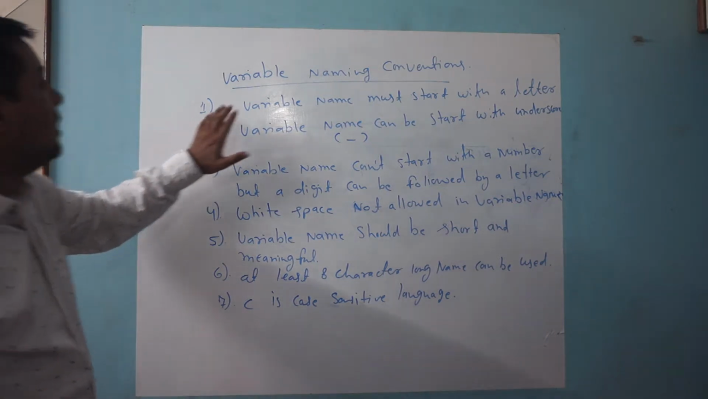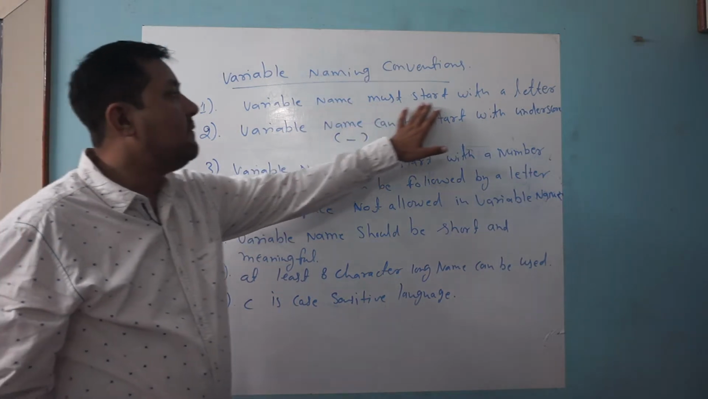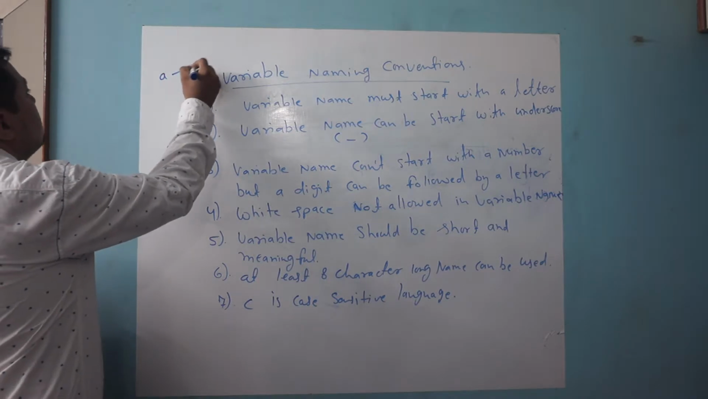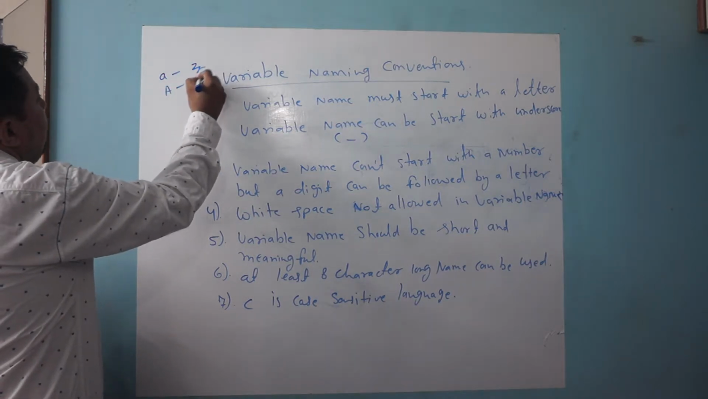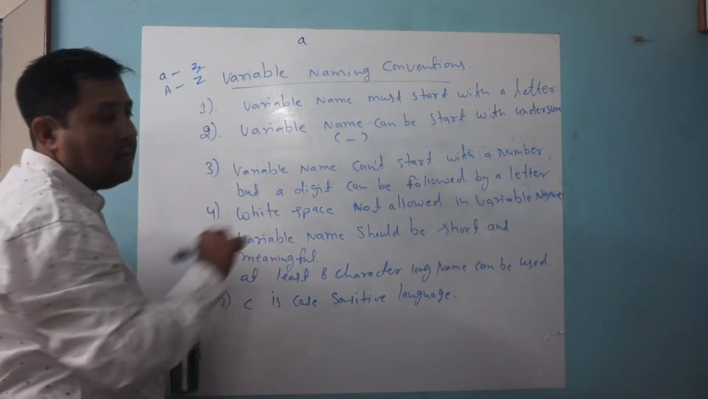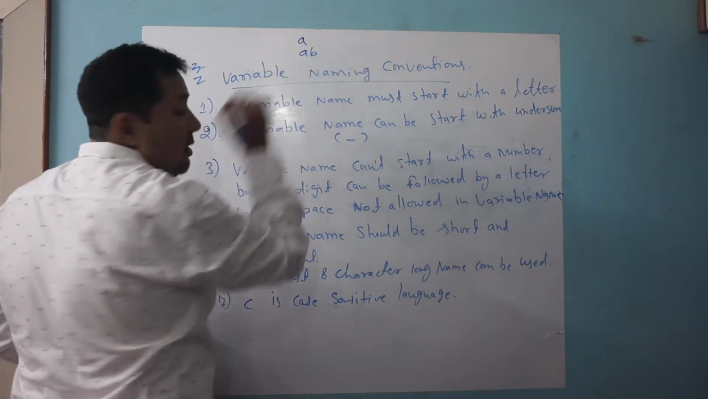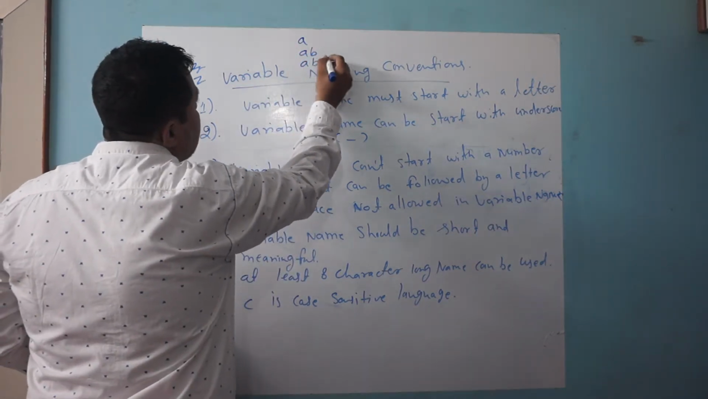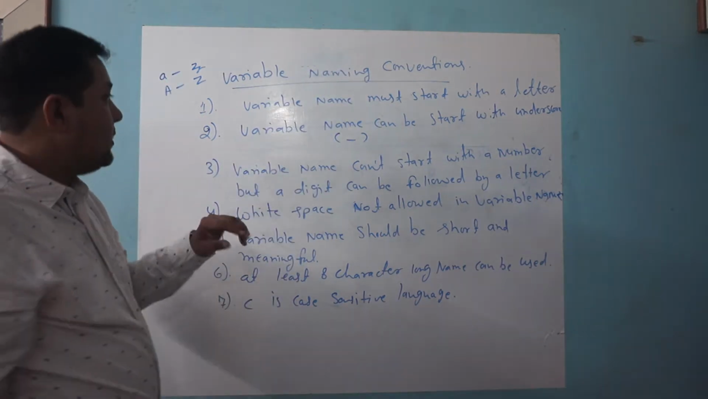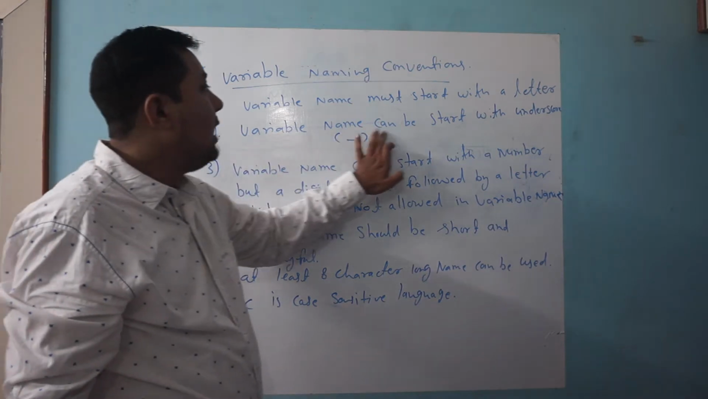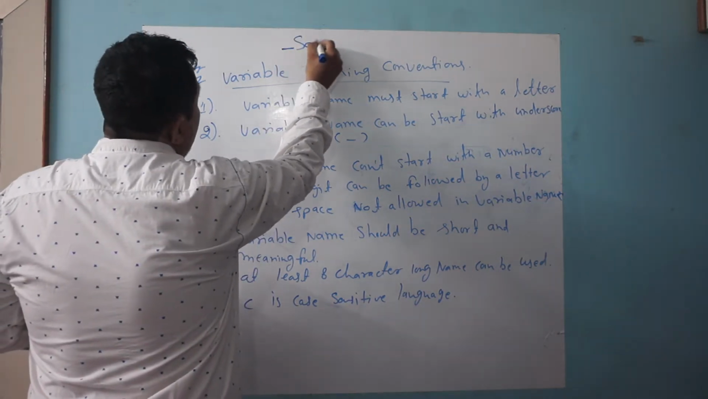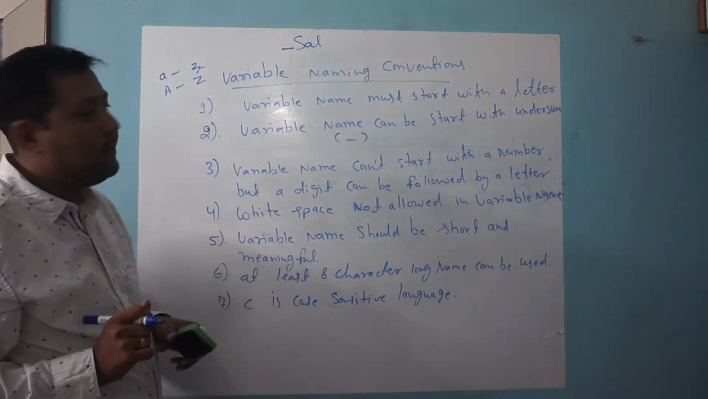Rule number 1 says a variable name must start with a letter. That means we have alphabets from A to Z and capital A to capital Z. So we can have a variable name like A, like AB, like ABC, etc. So a variable name can start with a letter. Rule number 2, a variable name can start with an underscore, like underscore cell can be a valid variable name.